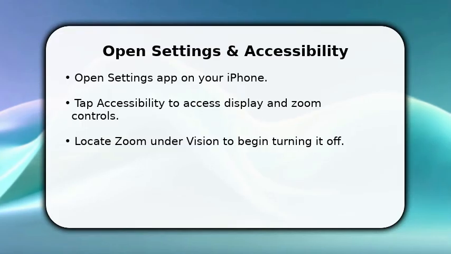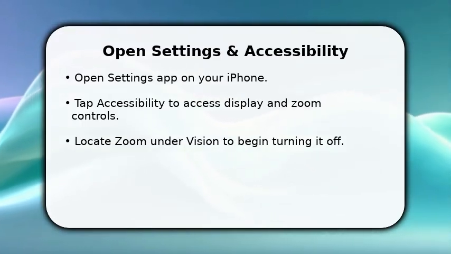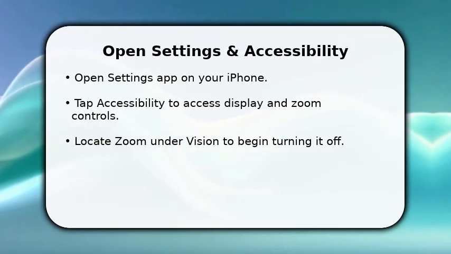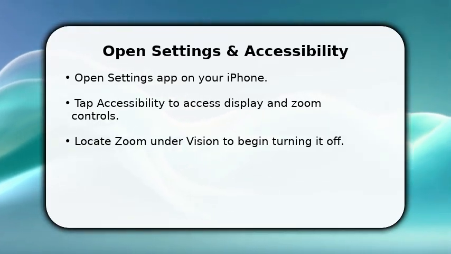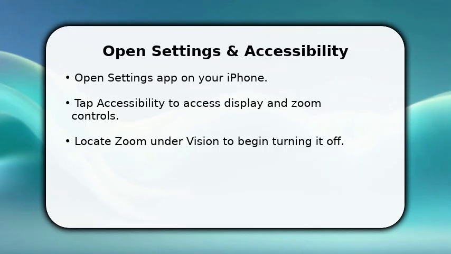You start by opening Settings and going straight to Accessibility so you can control screen magnification. Tap Vision, then Zoom. This is where the system magnifier lives. Once you're viewing the Zoom page, you'll see a toggle at the top labeled Zoom. Turn that toggle off to disable the feature system-wide.